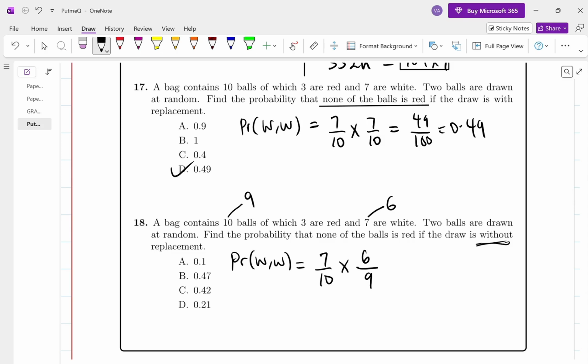Okay, now this is 2, this is 3. Okay, so this will be 14 over 30. Now this will be 0.46667, so that's 0.47 approximately. So that's B. So this is what we have. Now next, let's move on to the next question.